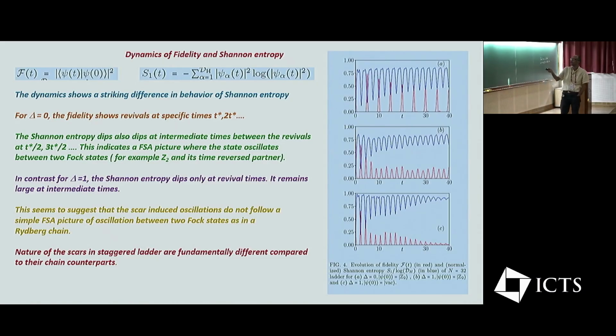However, at delta equal to 1, the Shannon entropy drops only at the revival frequencies, but not in between. This tells you that these scar-induced oscillations do not follow a simple FSA picture, in the sense that it doesn't go between two Fock states. The state at the other end is a superposition, and this has a pretty high Shannon entropy, which means that it's spread out in Hilbert space. So this sets this kind of scars apart from their standard PXP-chain counterpart.